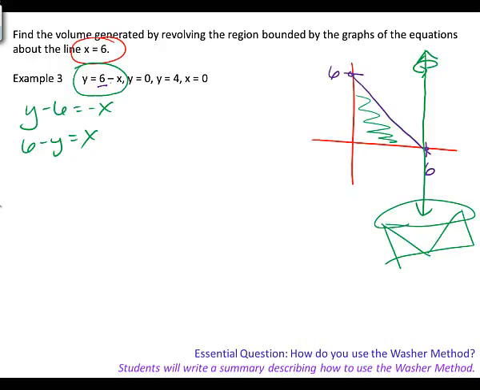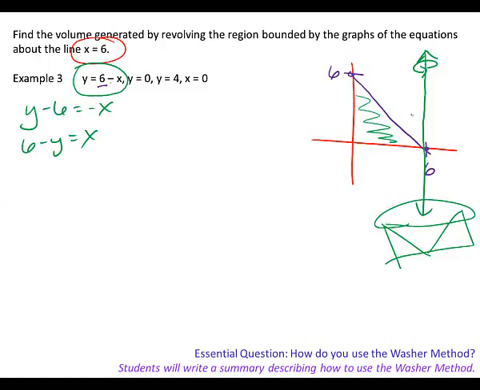Yes, CJ? Isn't the y equals 0, y equals 4, telling you how much of that little triangle is shaded? Yes. That's going to be your limits. Do you see now why there's 0 and 4? It's the limits. Okay. So we are now going to do kind of the same thing we did before.